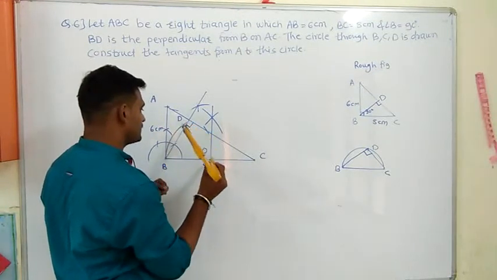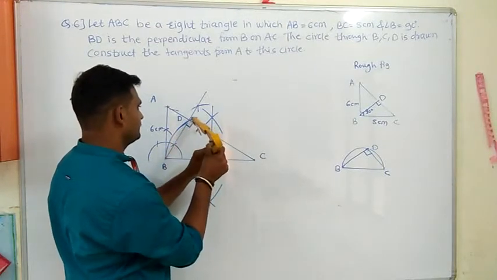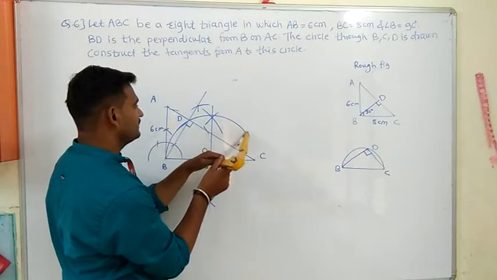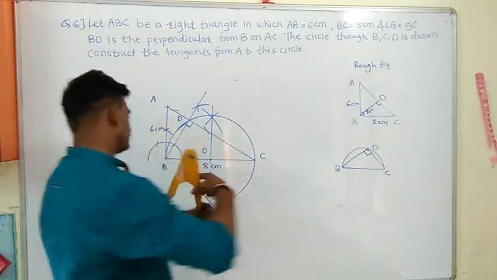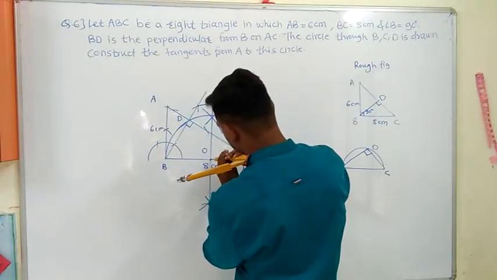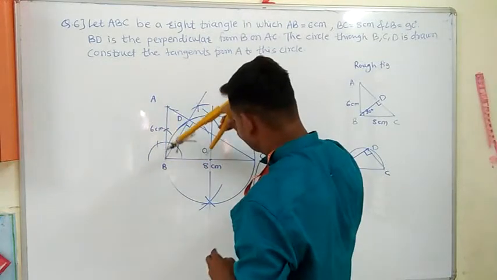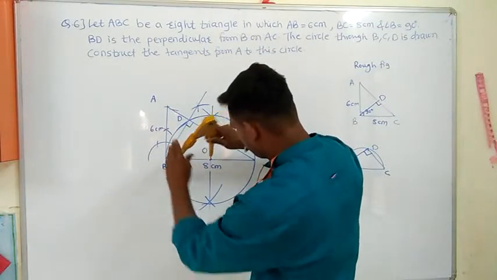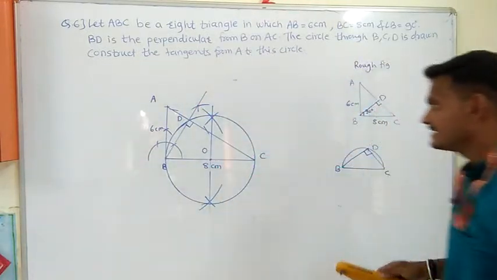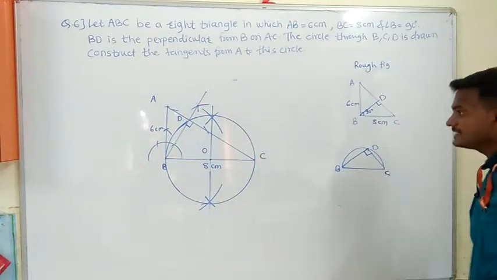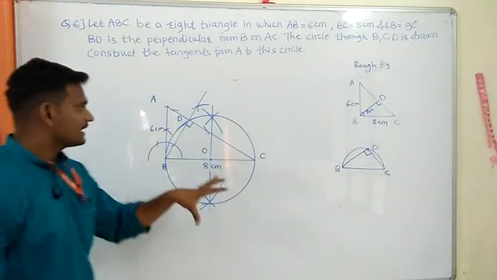See here. Now check whether this circle is passing through the point D or not. Yes, this circle is passing through the points D, C, and B. Okay. We got a circle which is passing through the points B, D, C. This much task is completed. Through BCD, we have drawn a circle.